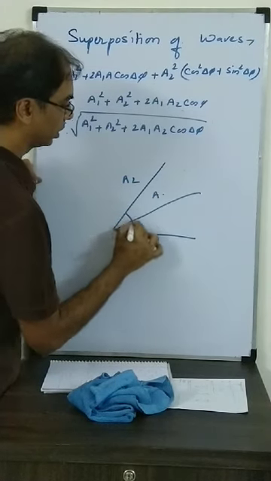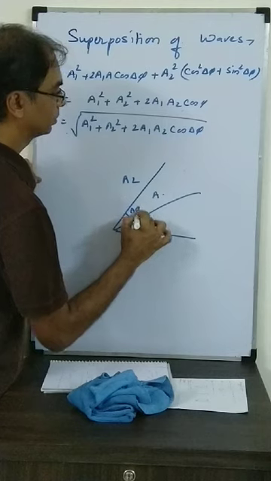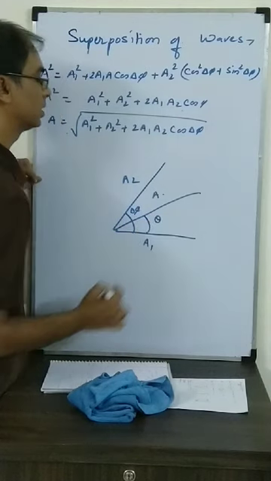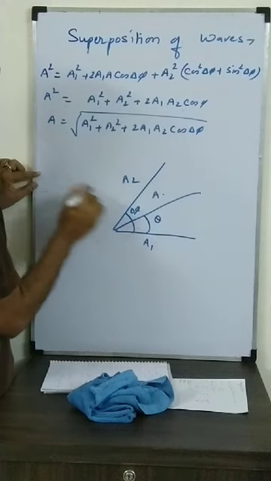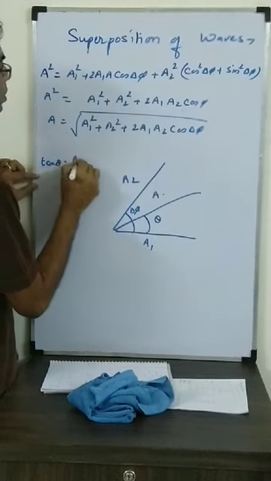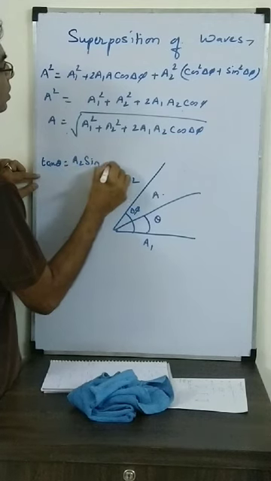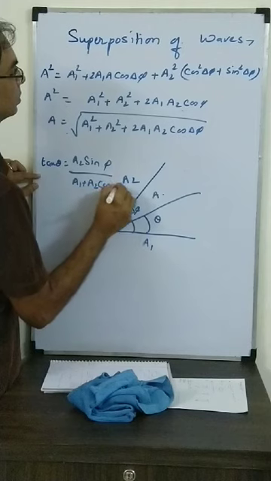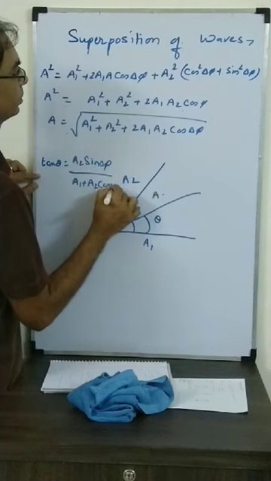Okay, the angle between them is delta phi. If we want to know this angle, which we have said is theta, how do we find this theta? Again, we can use the parallelogram law. Tan theta will be equal to A2 sin phi by A1 plus A2 cos phi. This is delta phi. Okay.